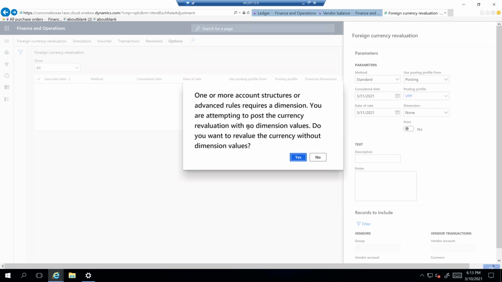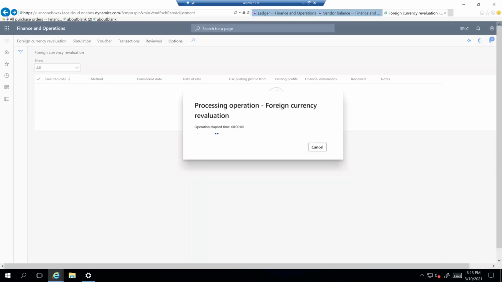So it is telling that without dimensions you are proceeding. Do you want to continue? Because I have not selected any dimensional combination. Okay, fine, no issues. I'm proceeding. At this point, dimensions is not the priority now.